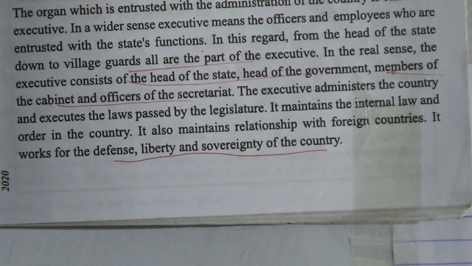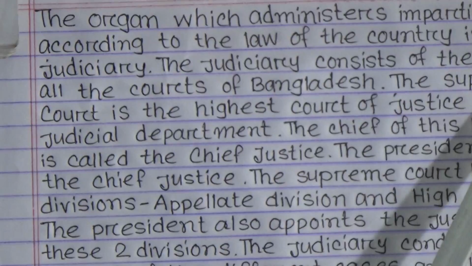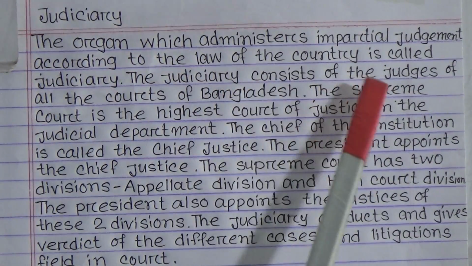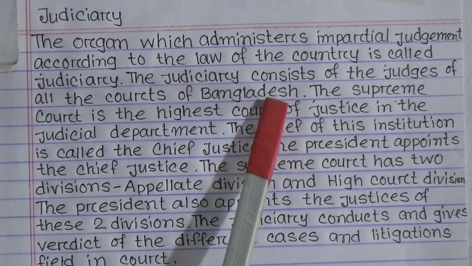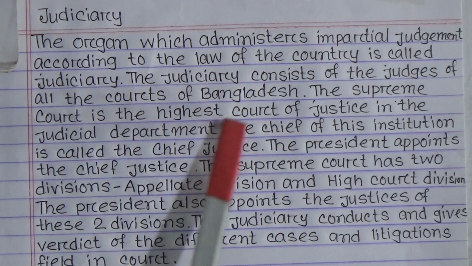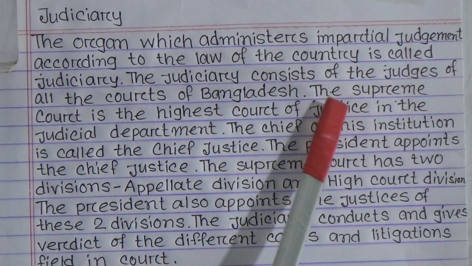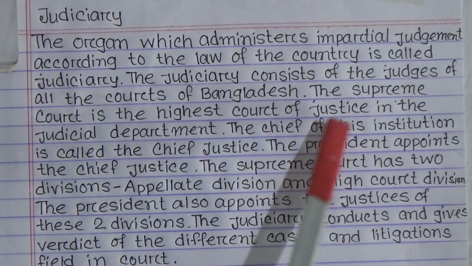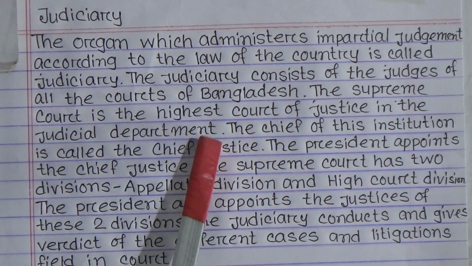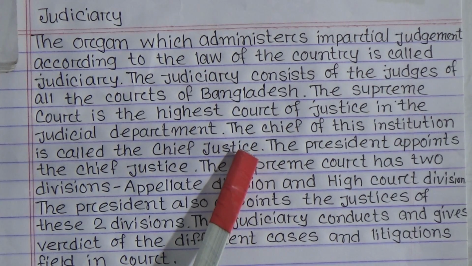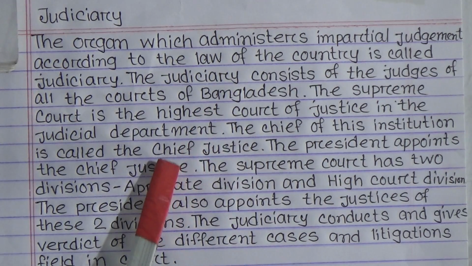And now we'll talk about judiciary. The organ which administrates impartial judgment according to the law of the country is called judiciary. The judiciary consists of the judges of all the courts of Bangladesh. The Supreme Court is the highest court of justice in the judicial department. Students, mark here, the Supreme Court is the highest court of justice in the judicial department. The chief of this institution is called the Chief Justice. So the main person of Supreme Court is called Chief Justice.